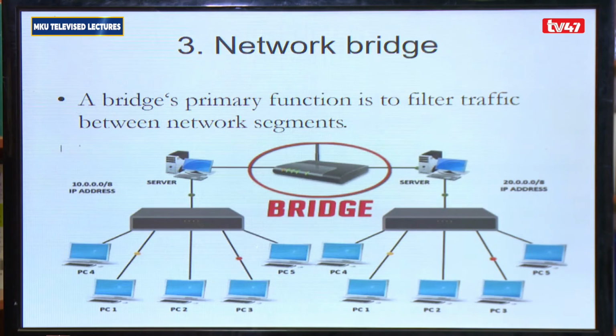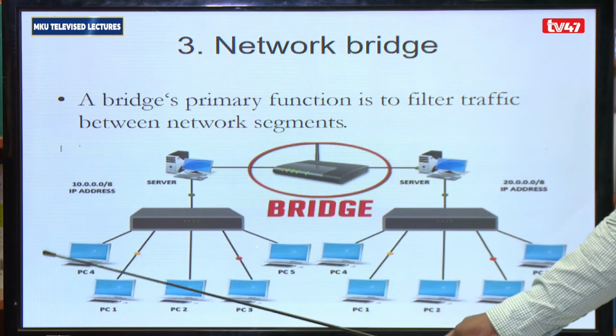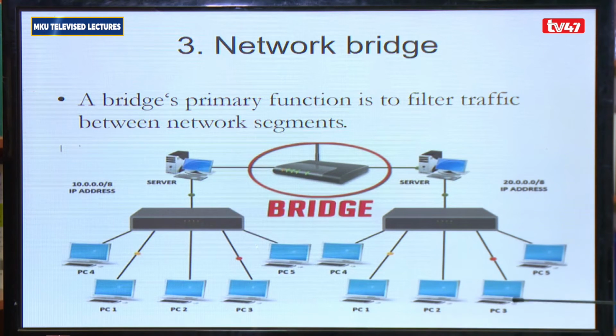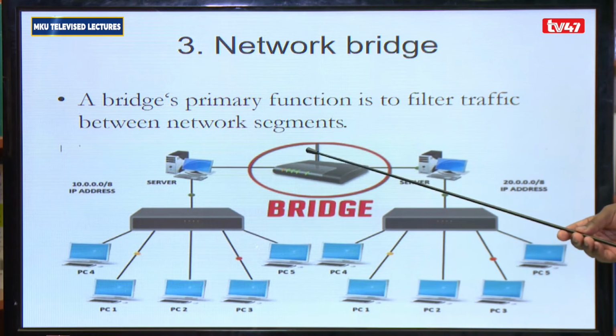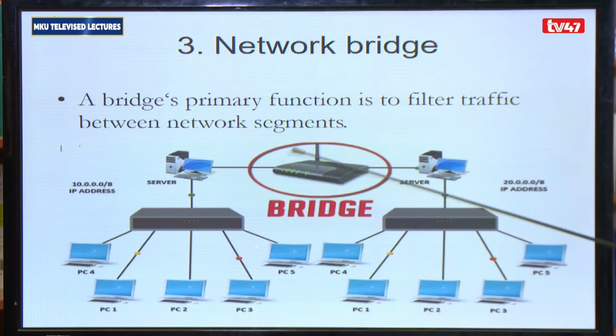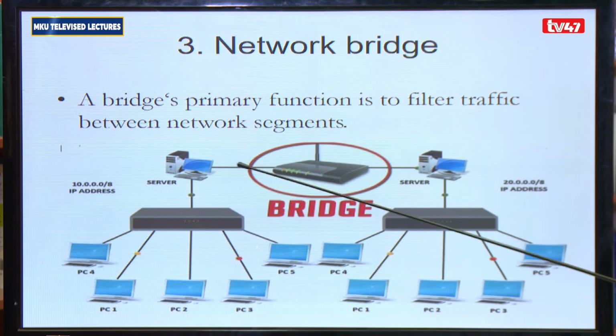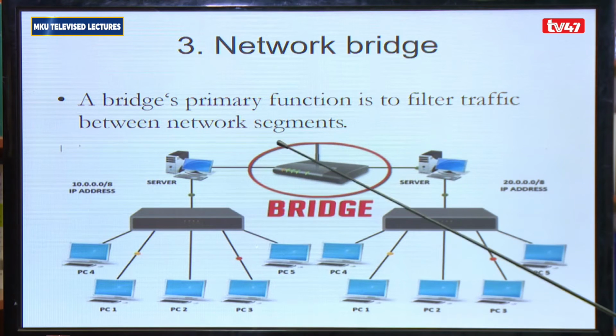Then we have the bridge. The work of the bridge is to filter network traffic, and once they filter network traffic, they are able to perform network management or data management in terms of where data is meant to be within a network. This is a single network, but it's divided into two segments. You have segment A and segment B. In between here, there is a bridge. So how does the bridge perform network management?